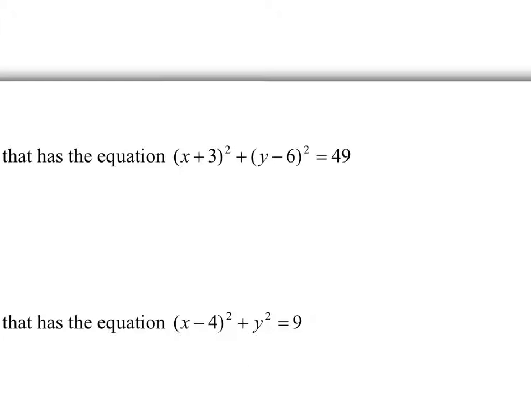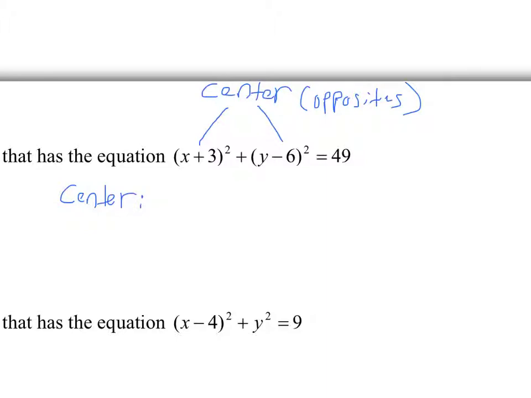And what we learned is that the number with the x is going to represent the center of the circle. All circles have a center. It's kind of one of the most important parts of the circle. But what you have to remember is it's given to you with opposites. So the center of this circle is not 3, negative 6. It's actually negative 3, positive 6.